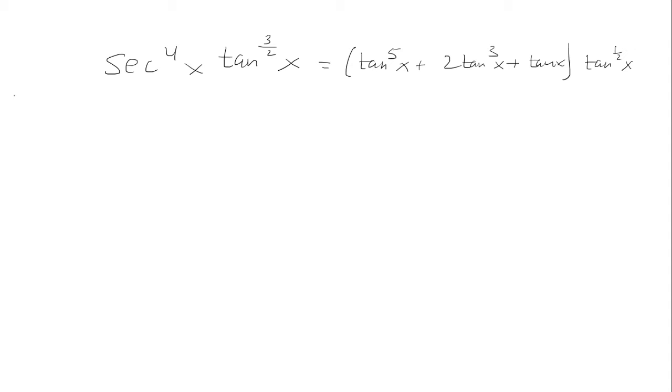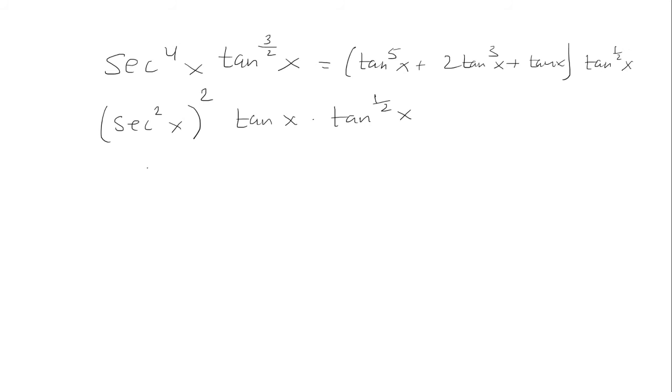Okay, first what we're going to do is break up secant to the 4th as just secant squared, squared. And then we'll just leave tangent to the 3/2. Actually, we're going to break that up. So tangent to the 3/2 is just going to be tangent times tangent to the 1/2 power. Right, because as you multiply, you add the exponents. So tangent is to the first power, and then add 1 plus 1/2 to get to 3.5.